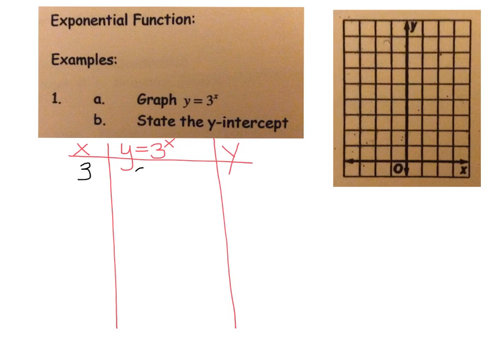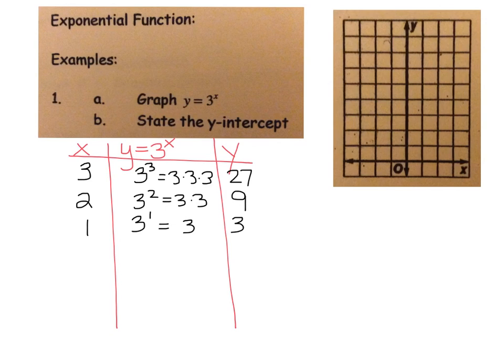So we would have 3 to the 3rd power, which would give us 3 times 3 is 9, times 3 more is 27. Now 3 squared would give us just 3 times 3, which is 9. Now we're going to put in for x 1, so that would be 3 to the 1st power, which would be 3. Now we're going to do 0. Remember, anything to the 0 power is 1.